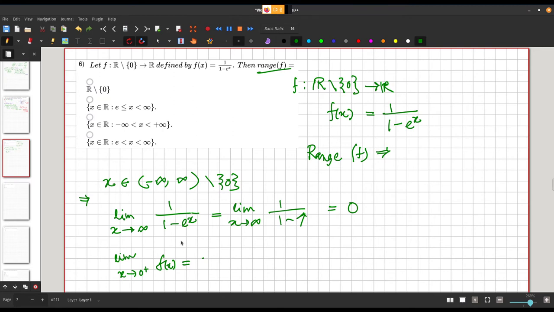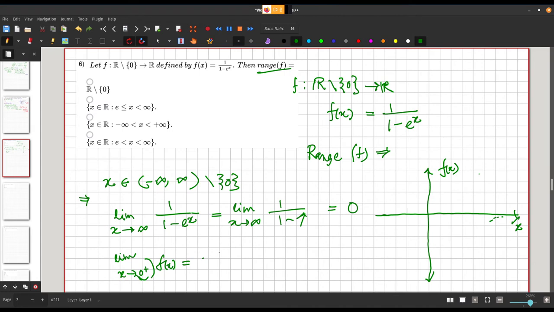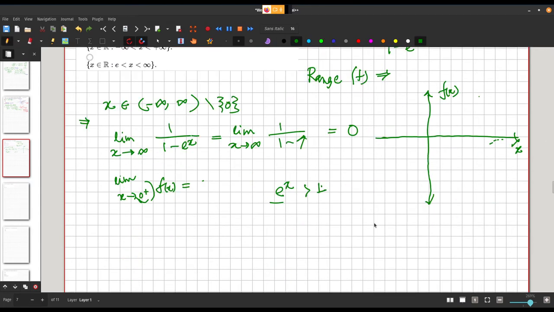So now let us look at the limit as x tends to 0. Let me also draw a grid where I can plot the function. x goes to 0 from the positive side. So we can see e to the power x for this region will be greater than 1. How can we say that?